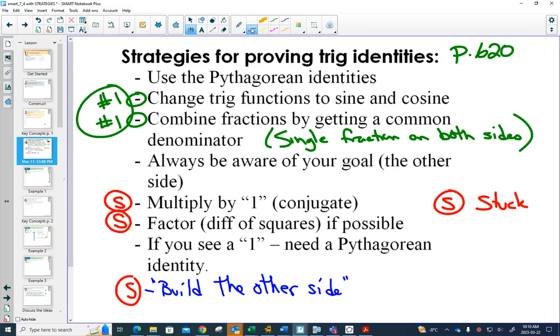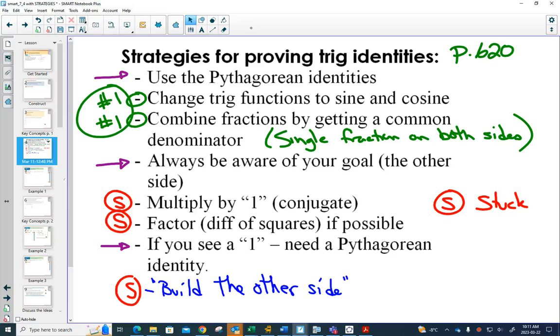And then the number one strategy is not always the best strategy, okay? It's the number one strategy because you use it the most and it's a very good strategy. But sometimes if you look at what your goal is, if you look at the other side and see what's available, you might realize you can use a Pythagorean identity. Like one of the sine squared plus cos squared equals 1, or tan squared theta plus 1 equals secant squared, or cotangent squared theta plus 1 equals cosecant squared theta. They can often make your proof faster.